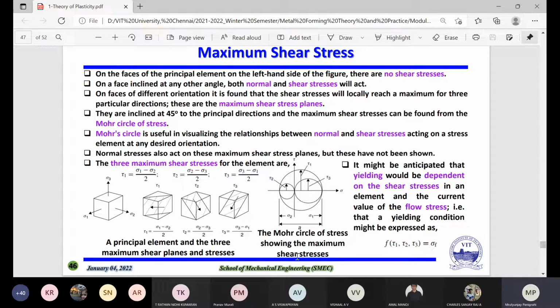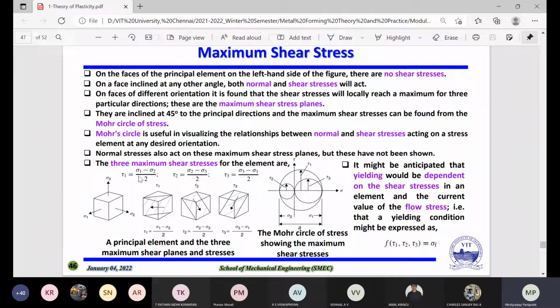If you remember, the Mohr circle you have studied somewhere; I didn't put it in detail. The Mohr circle is useful in visualizing the relationship between the normal stress and the shear stress. So if in your sample or in your crystal the normal stress is available or the shear stress is existing, then with the help of the Mohr circle you have to find out what the shear stress is.